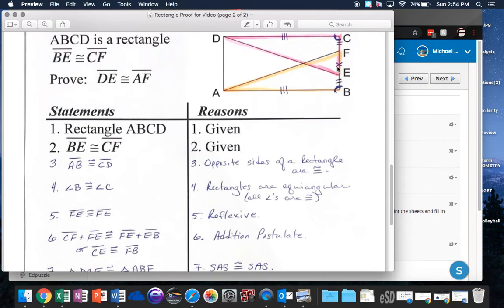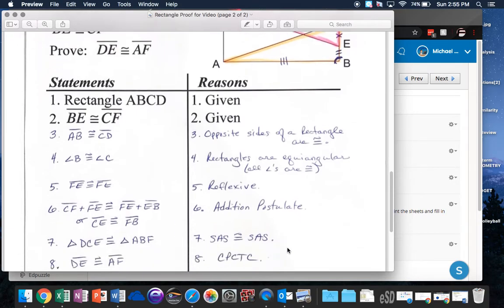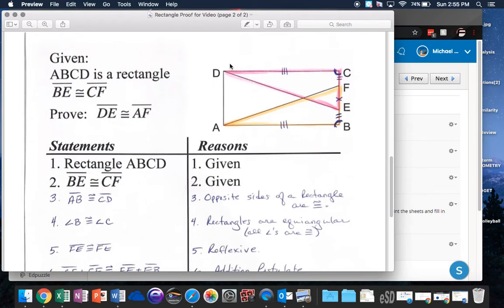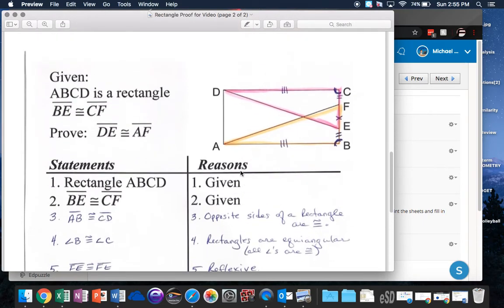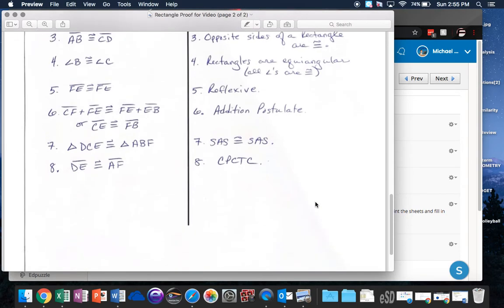Now, I know that if I'm going to use this overlap to make these segments longer, I got to hit the reflexive up first. So I got FE congruent to FE, reflexive. And then I can write the addition postulate like I did a million times in class. CF plus FE is congruent to FE plus EB, or the actual segments I want, with addition postulate as my reason. Now, that gives me a side, an angle, and a side. So the triangles are congruent by side, angle, side, and that gives me the proof statement, DE and AF congruent by CPCTC.